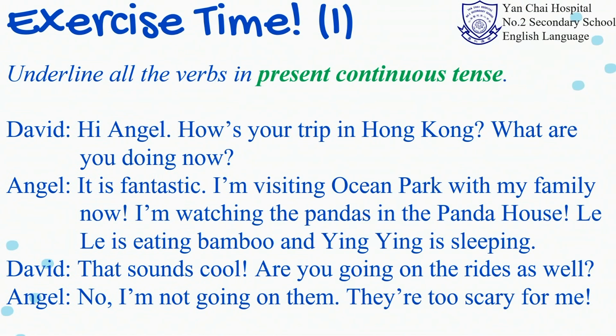Exercise time, part 1. You can now take out your worksheet or download it from eClass. In this exercise, you need to underline all the verbs in present continuous tense. You will have 1 minute to finish this task. You can refer to the timer on the right-hand side. You may now start.